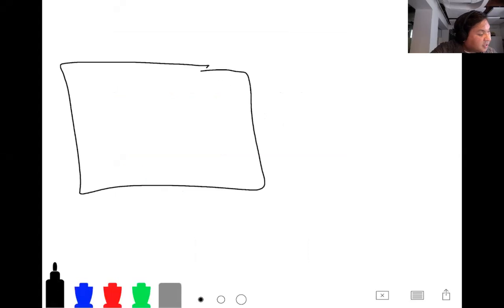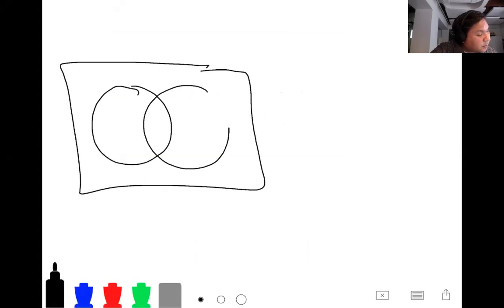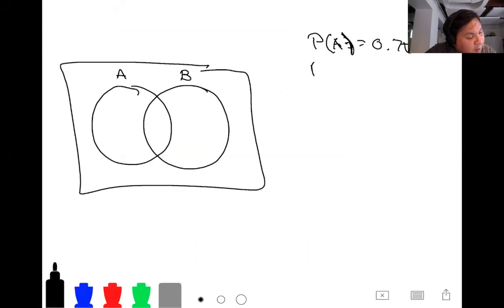Okay, so in this case, again, we have two probabilities. Math homework is A, English homework is B. It's mentioned that the probability of A is again 70%. The probability of B is 80%.